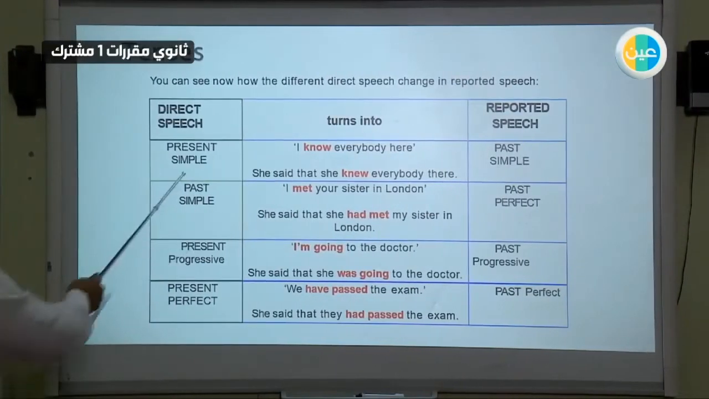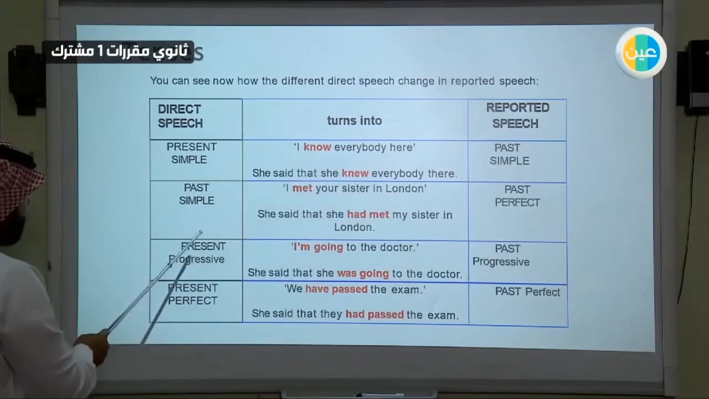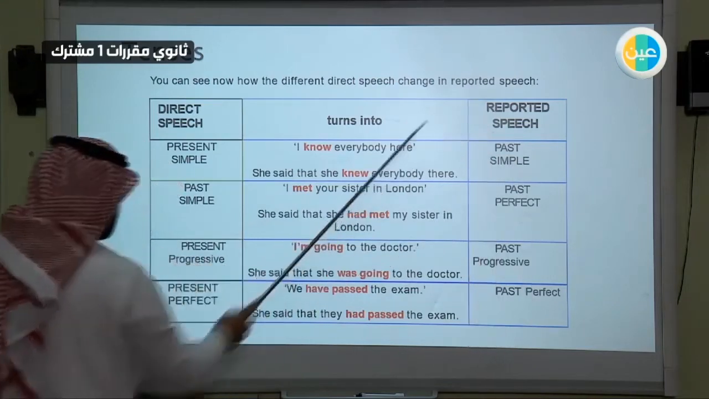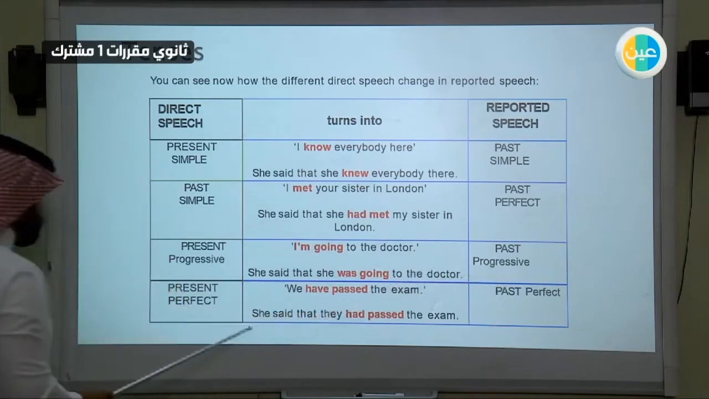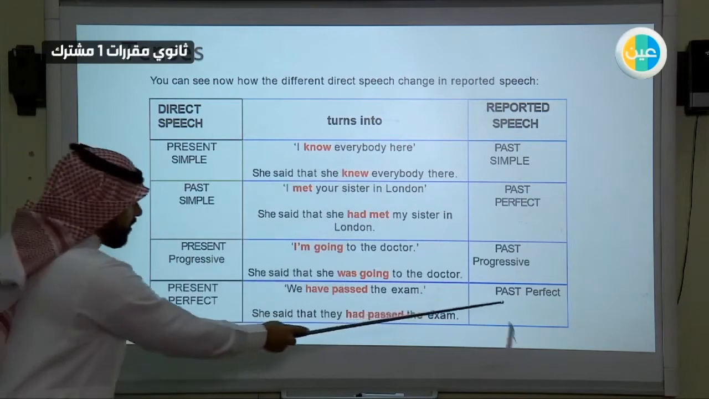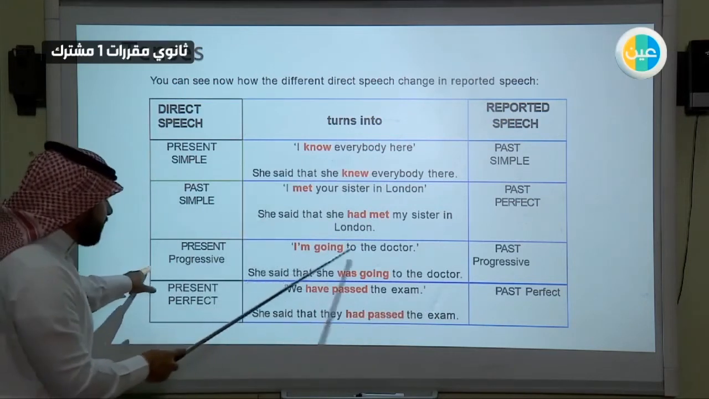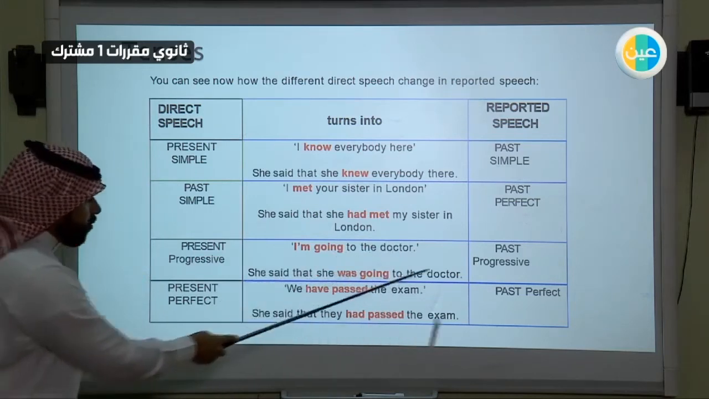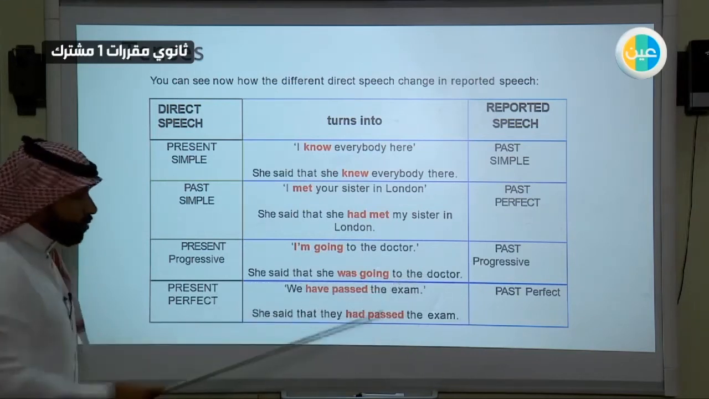In tenses, we have the present simple and it becomes past simple, as in the example. Past simple, we change it to past perfect in reported speech. Present progressive, we change it to the past progressive. Present perfect, as you can see in these examples, changed to the past perfect. For example, here this is a present progressive: "I am going to the doctor." And the second one, when we change it to the past progressive: She said that she was going to the doctor.